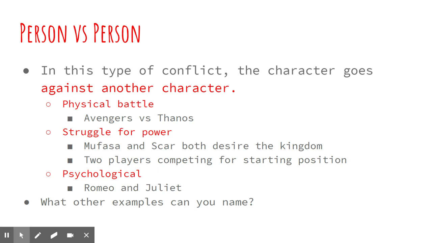Yes, they get into a physical altercation at the end, with the stampede, but they both desire the kingdom. And that's what it is. It's a power struggle. Or sometimes a psychological battle, like in Romeo and Juliet, which you haven't read. I don't think so yet. But in that, they have these two families that are fighting against each other. You can probably think of lots of other examples from either movies or books that you have read. Okay, so person versus person.